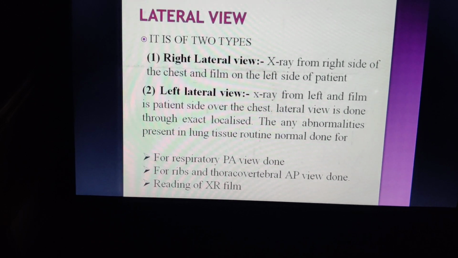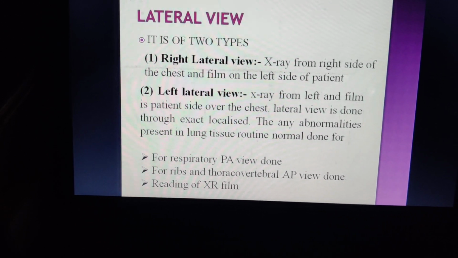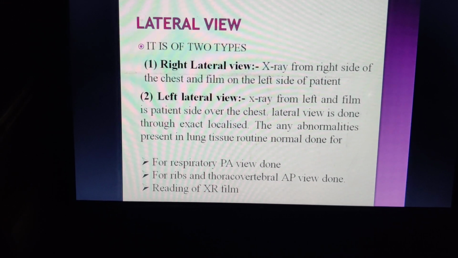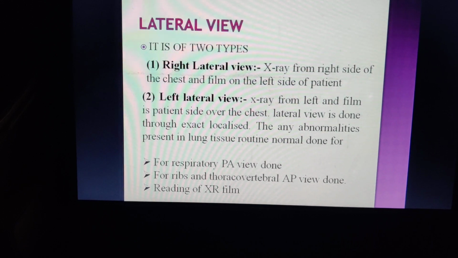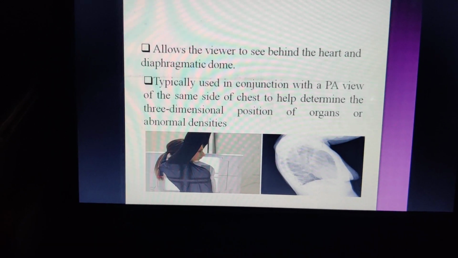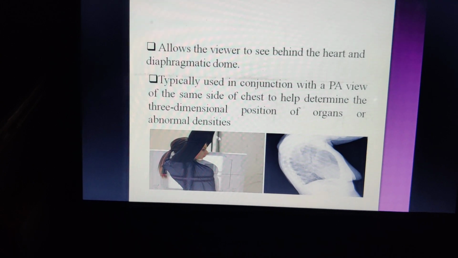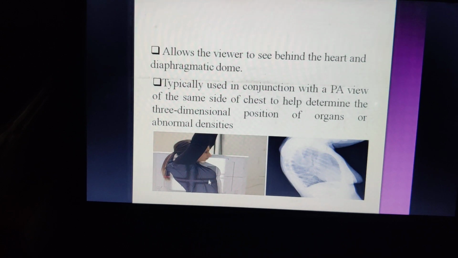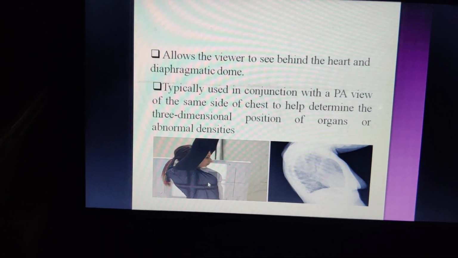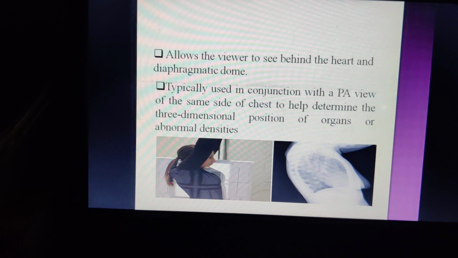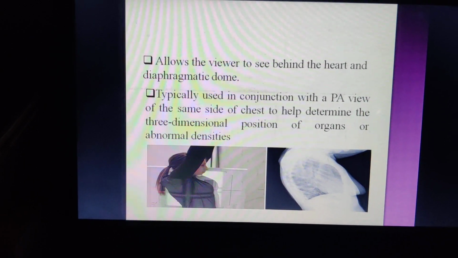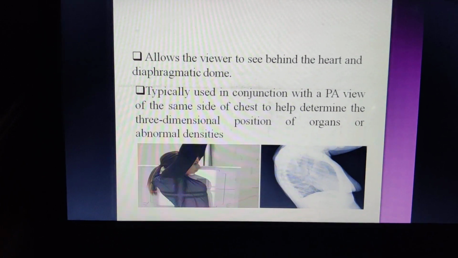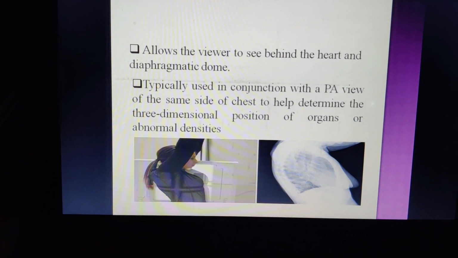It is used to see respiratory abnormalities, like the PA view, and also the ribs and thoracic vertebrae. The lateral view is used in conjunction with the PA view to see a three-dimensional picture of organs like the diaphragm and heart. This is the lateral view. We can see the X-ray passing from the right to the film. It is the right lateral view. It is used in conjunction with the PA view of the same side of the chest to determine the three-dimensional position of organs and other densities.